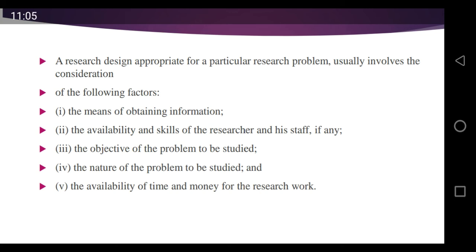Now, fourth thing, the nature of the problem to be studied. 100%. What kind of nature is the problem? That also we are going to study. After that, the availability of time and money for the research work. Once you finalize and plan to start your research, before that, how much time is available? How much time is required to carry out my project? How much money is available? How much money is required to complete my research? This money and time, my friends, is very important. Once you have both sufficiently, you can do the research well. Otherwise it is very difficult to complete your research topic.